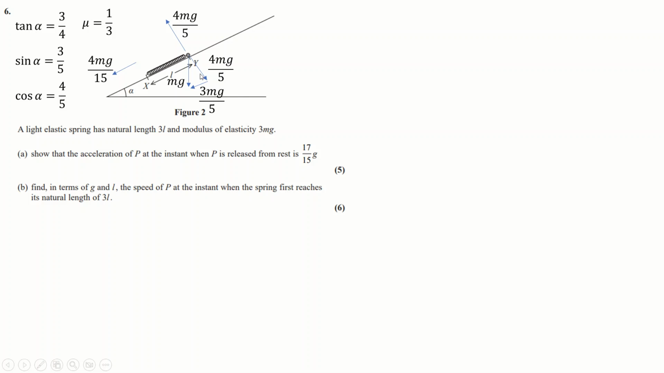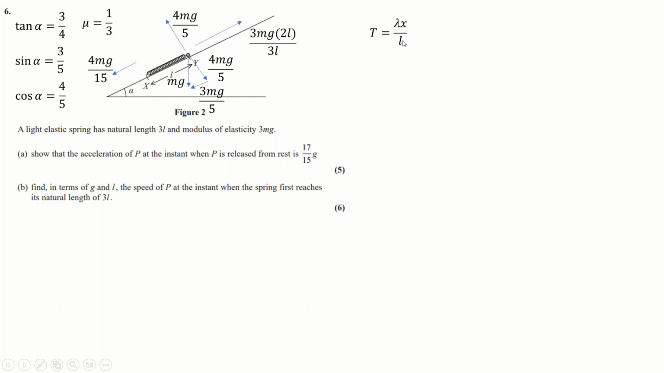What other forces are there? Well, of course, there's the tension in the spring, right, due to it being compressed. Now, its natural length is 3L, so the compression is 2L, right? It should be sitting at 3L, but it's only sitting at L, so the compression is 2L, so that's x. And the natural length is 3L, so just be careful on this formula here.